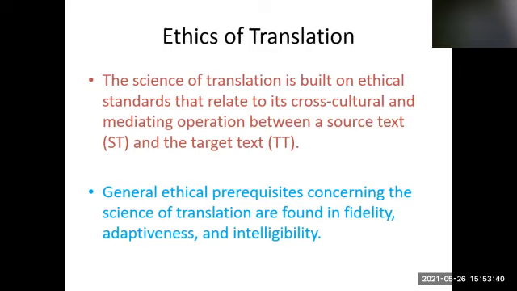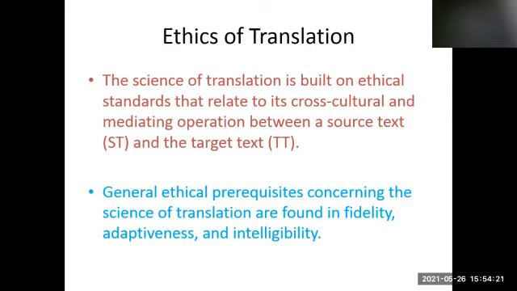Two, adaptiveness. Do not give me words in the translation that I do not understand. You cannot do that, because part of the process of translation is to make me understand so that I could establish successful communication. So you have to adapt this, the ST into a clear TT.